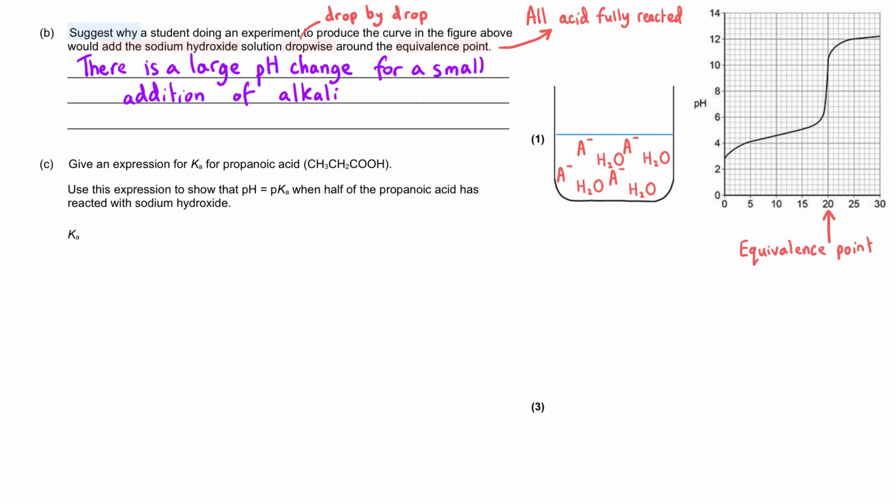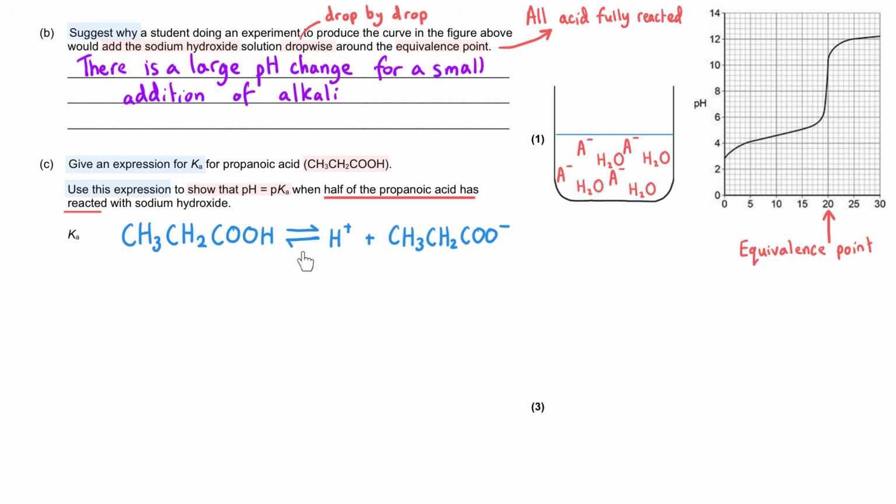Part C asks us to give an expression for Ka for propanoic acid. Use this expression to show that pH equals pKa when half of the propanoic acid has reacted with sodium hydroxide. When they ask for an expression for Ka for a named acid, we can't be generic and use HA like I did in my beaker diagram. We have to do it for the specific dissociation. So in this case, we would have propanoic acid dissociating in an equilibrium into H+ ions and the propanoate ions.